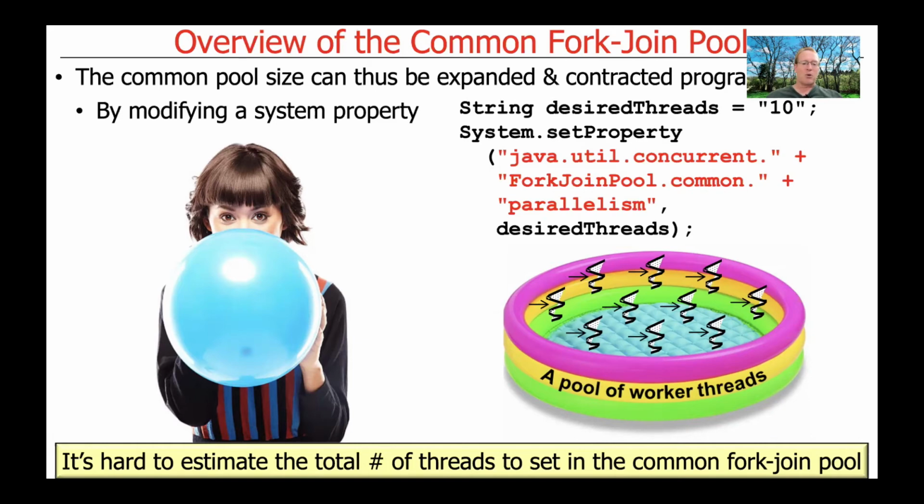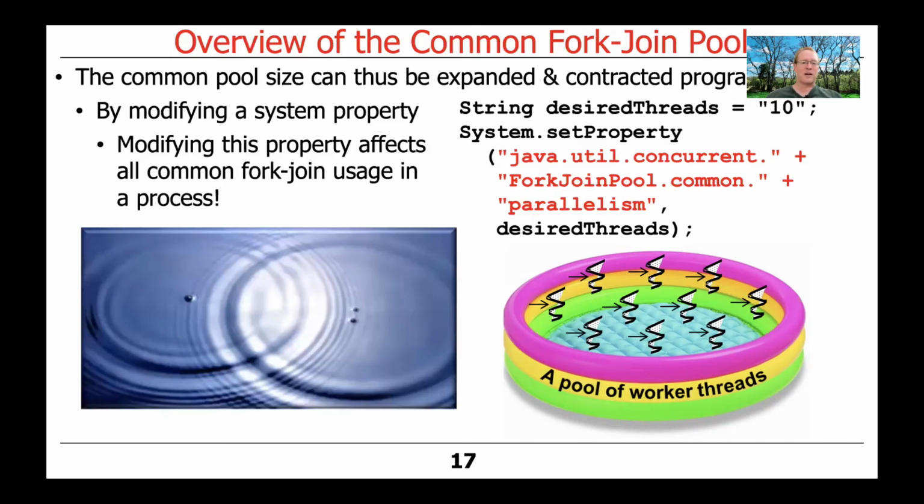There are two problems though. Number one, it's hard to estimate the number of threads to set because that's sometimes a dynamic property. And number two, you have to do this in advance, before the first use of the fork join pool. The other consequence is that modifying this property has a global effect. So anybody who's trying to use the common fork join pool will now have this many threads, which might be too many, might be too few. It's not a dynamic property. It's set one time when the program starts and then henceforth can't be changed in any meaningful way.